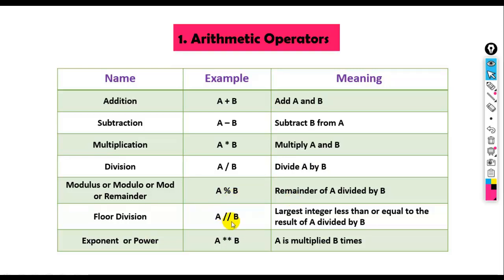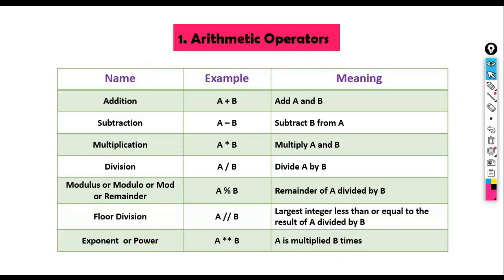A double forward slash b, which is floor division. And what will be the output of this? Largest integer less than or equal to the result of a divided by b. Don't you worry, we will discuss this operator in detail shortly. Now, exponent or power operator, you can see a double asterisk sign b means a is multiplied b times. So these are different arithmetic operators.